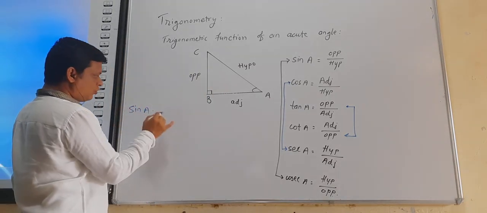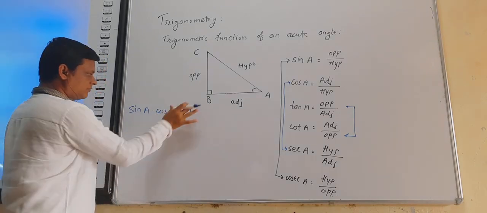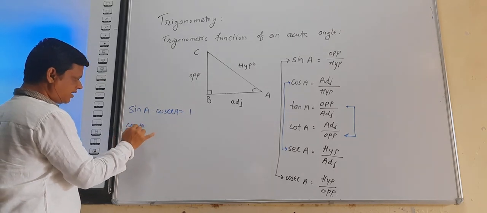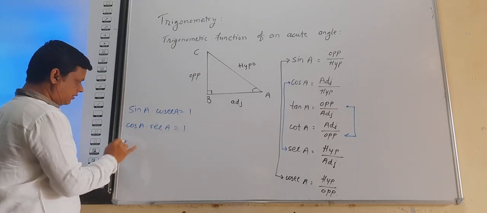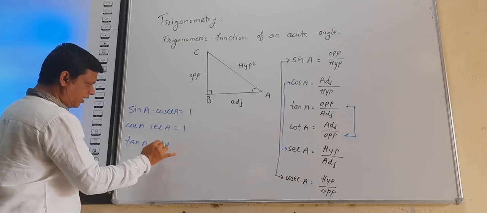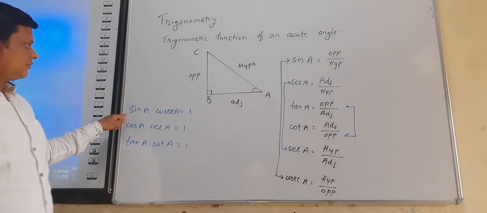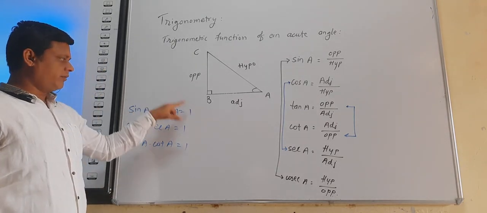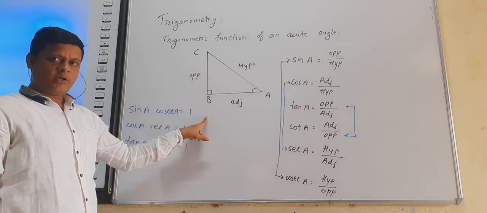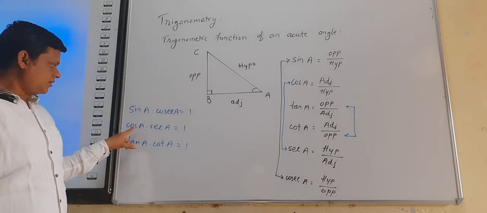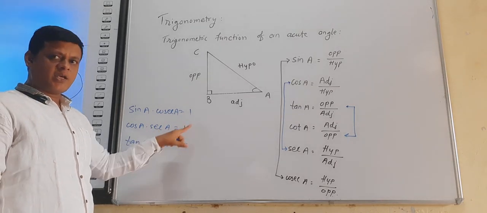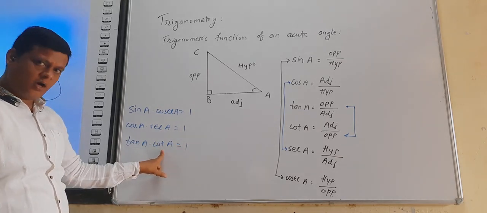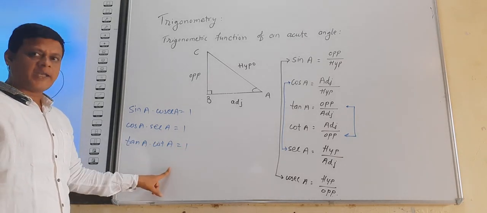Sin A into cosec A is equal to 1. Second, cos A into sec A is equal to 1. Third, tan A into cot A is equal to 1. From this you also make formulas: sin A equals 1 upon cosec A or cosec A equals 1 upon sin A. Cos A equals 1 upon sec A or sec A equals 1 upon cos A. Tan A equals 1 upon cot A or cot A equals 1 upon tan A.